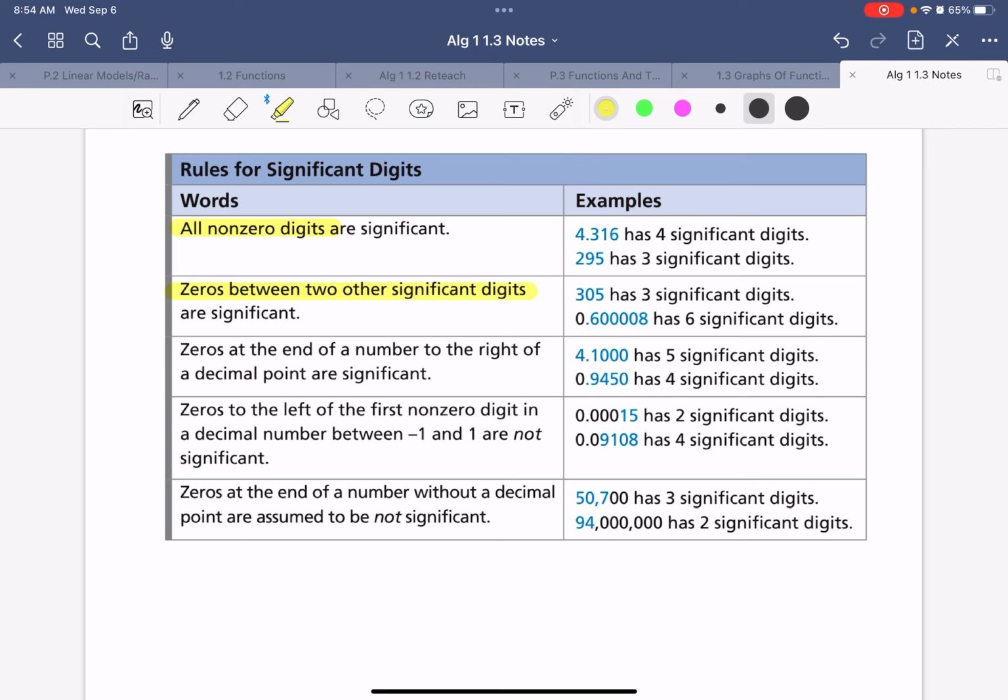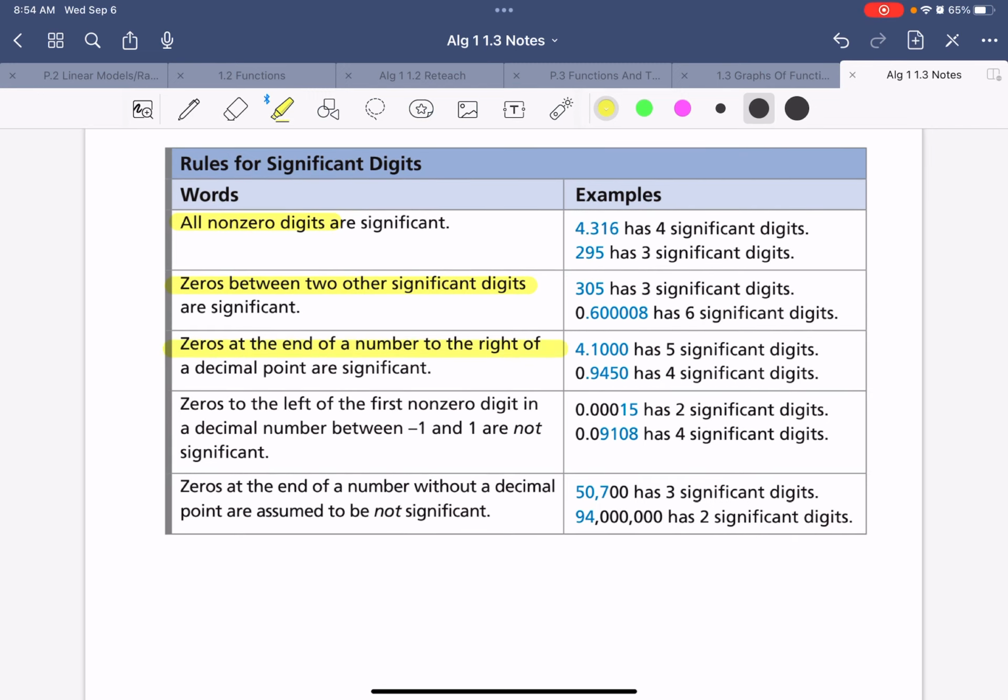But zeros at the end of a number, to the right of the decimal point, are significant. So if it's on the end, but after a decimal point, it's significant. If it's at the end, but in front of a decimal point, it's not significant. So I'm going to jump down here. For this number, 94 million, those zeros are not significant because there's no decimal there.